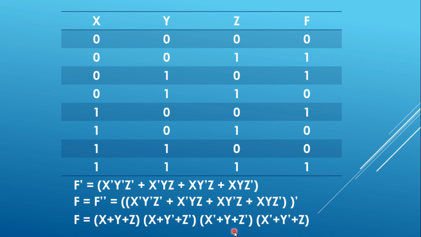So what is this form of expression? Actually, this is the canonical POS form. So when we are combining the zeros and we want to represent the function through this, first we are finding the complement and then it is the complement's complement, and this is how we are getting the canonical POS form.